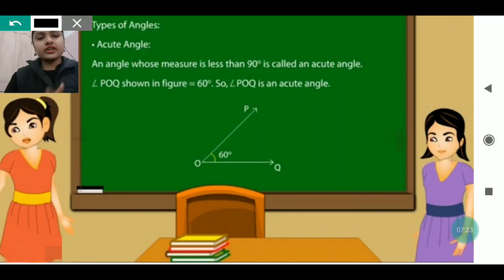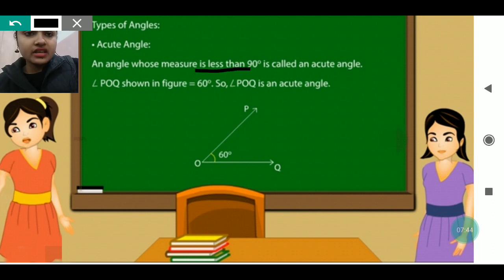Types of angles, yesterday only in the last video I discussed with you all. Again, I would like to discuss the types of angle once more. So many are there, we have already discussed. One, acute angle. We have already learned that the measurement of an acute angle is lesser than 90 degrees.